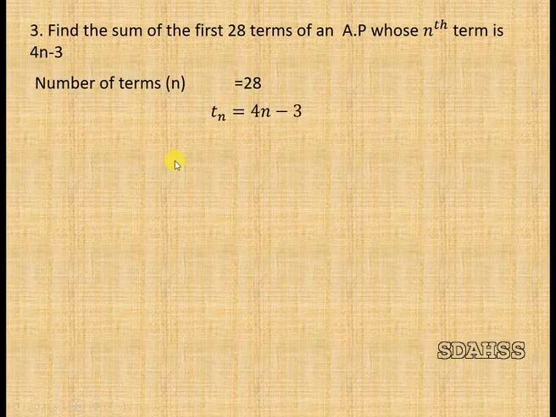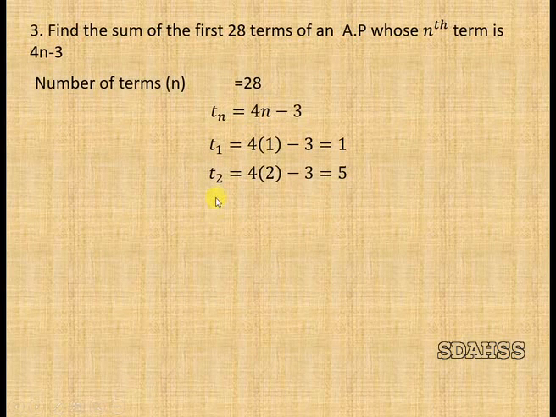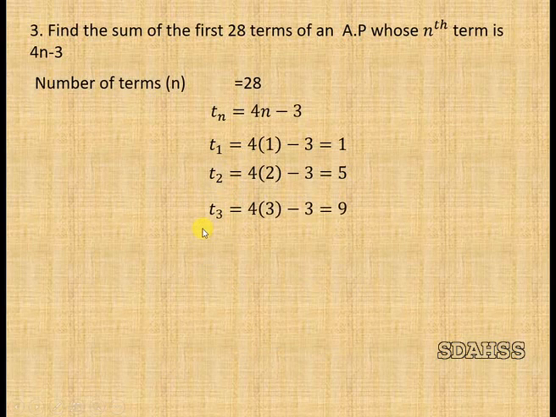Substitute n is equal to 1 in the nth term. Then you have T1 is equal to 4 into 1 minus 3, which is 4 minus 3, 1. Then substitute n is equal to 2 in the nth term. So you have T2 is equal to 4 into 2 minus 3, 8 minus 3, 5. Substitute n is equal to 3 in the nth term. So you have T3 is equal to 4 into 3 minus 3, 12 minus 3, 9.